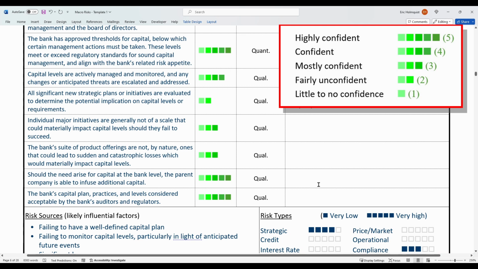Should the need arise for capital at the bank level, the parent company is able to infuse additional capital. Absolutely, that is a high confidence in that one. And finally, the bank's capital plan, practices, and levels are considered acceptable by the bank's regulators and auditors. Absolutely, they've been fine with these, no concerns, so highly confident in those.